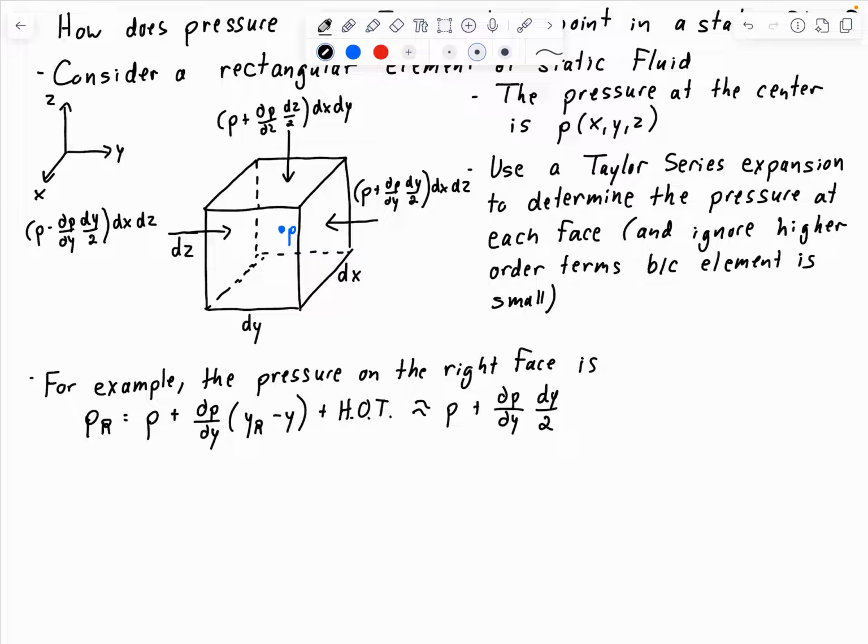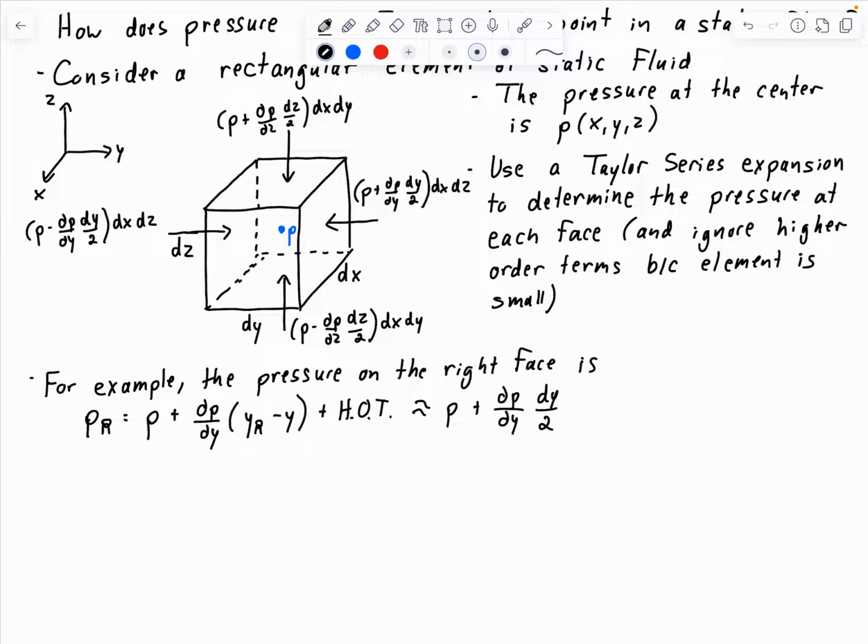And we can do something similar now for the pressure or the force on the bottom. So we have here P minus del P by del Z multiplied by that distance, which is again dz over 2, multiplied by the area, which is dx times dy. And we could do something similar for the pressures and forces on the front X face and the back X face, but we're not going to go into that detail.